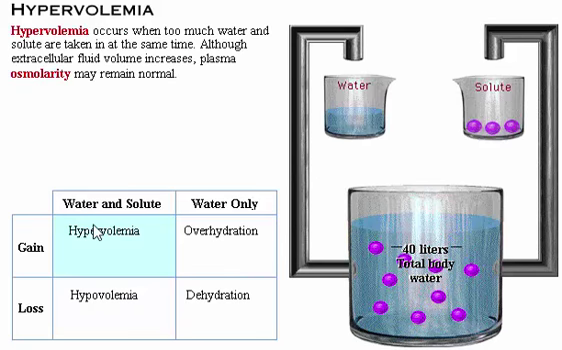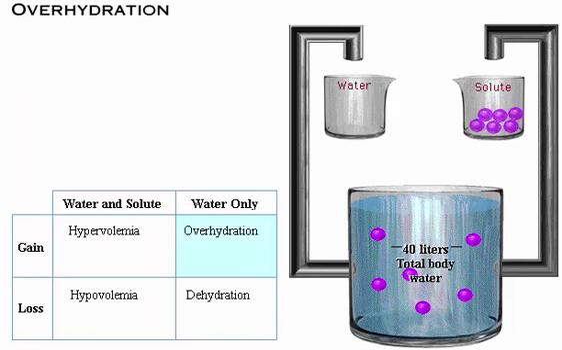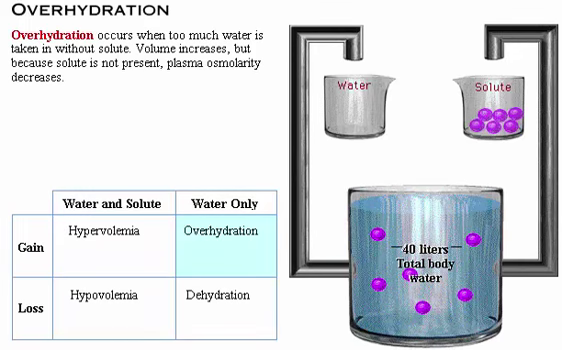Hypervolemia occurs when too much water and solute are taken in at the same time. Although extracellular fluid volume increases, plasma osmolarity may remain normal. Overhydration occurs when too much water is taken in without solute. Volume increases, but because solute is not present, plasma osmolarity decreases.